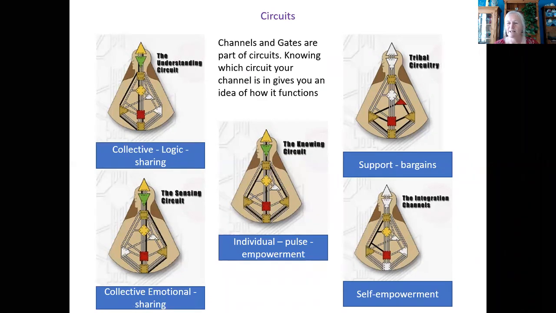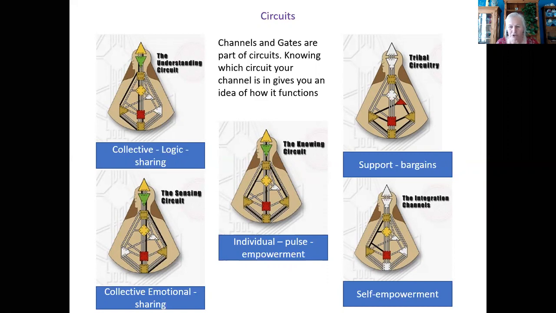So, for example, on the top right here, we've got tribal circuitry. So you'll see in Facebook groups, people will be talking about, oh, I'm tribal. I'm a very tribal person. I've got lots of tribal activations. And that means that they've got lots of gates or channels activated in this circuit. And the theme for tribal circuitry is support and bargains. So it's kind of loyalty and support. It's the way the tribe works, and sustained by bargains, as in like, I'll do this for you and you'll do that for me. You can see this in the way communities work when they're working really well. Everyone's supporting each other. So this theme is carried through all these different channels and gates.